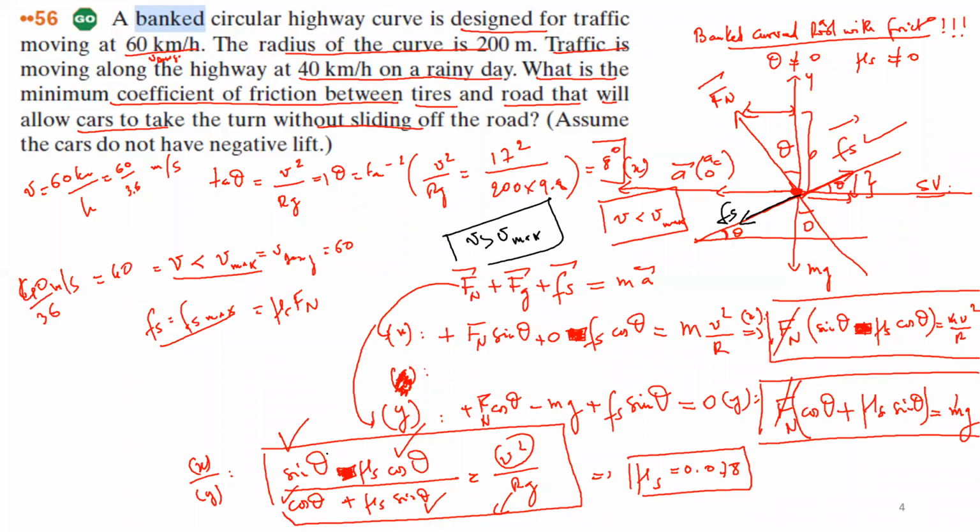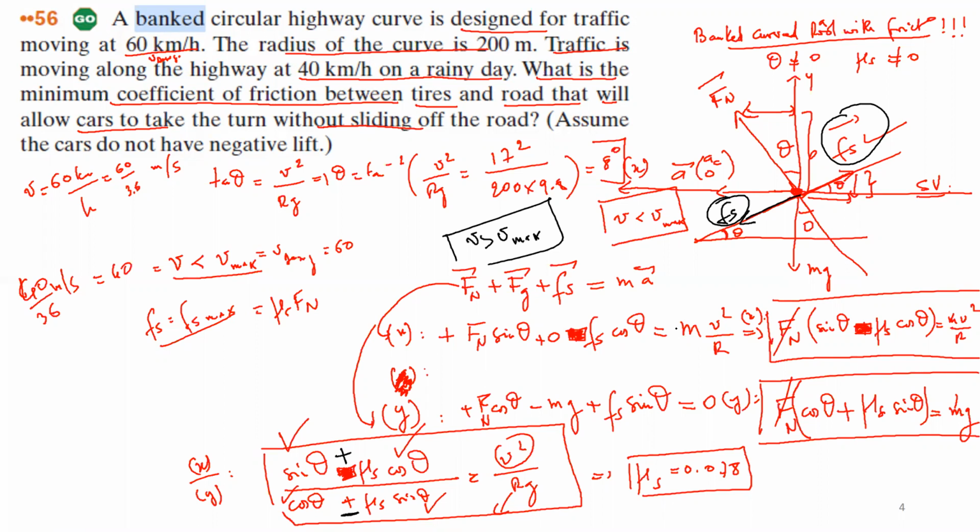So what does it mean? It means that I will have the same type of equation, but here instead of having minus, I will have a plus. And here instead of having a plus, I will have a minus. I'm just changing the sign of the Fs. Fs was like this before, but now because v is bigger than v max, Fs is like this. Okay, so write it down and redo it.